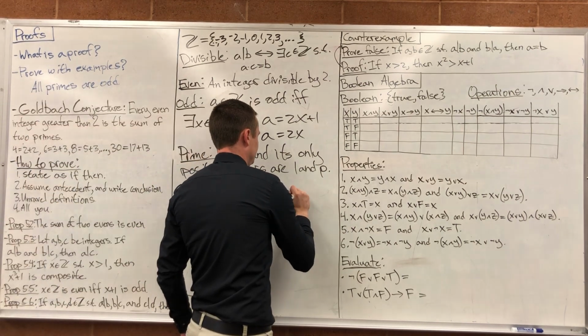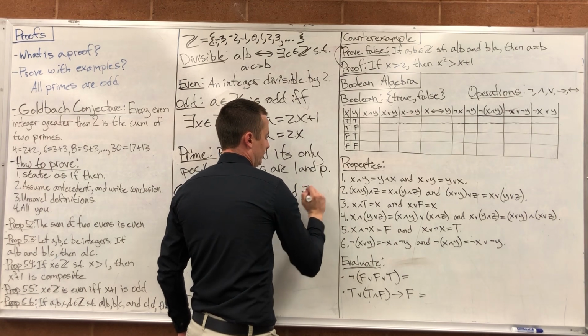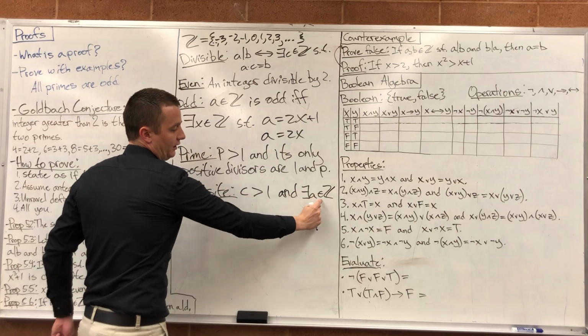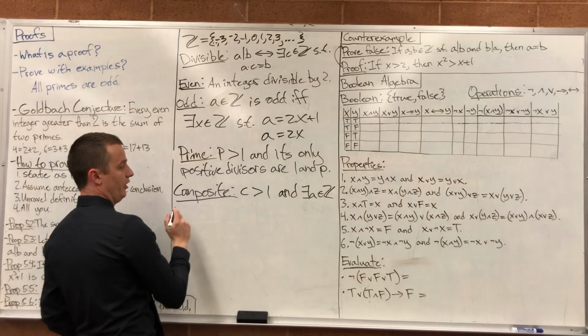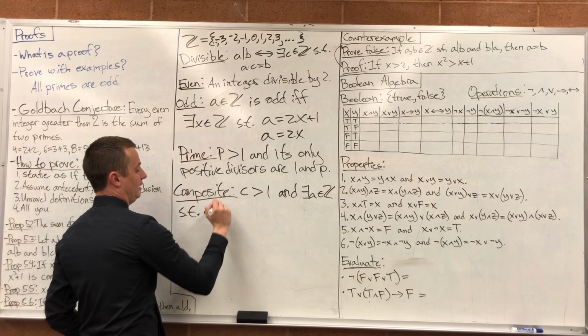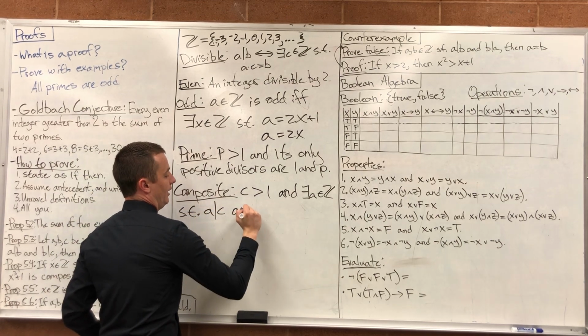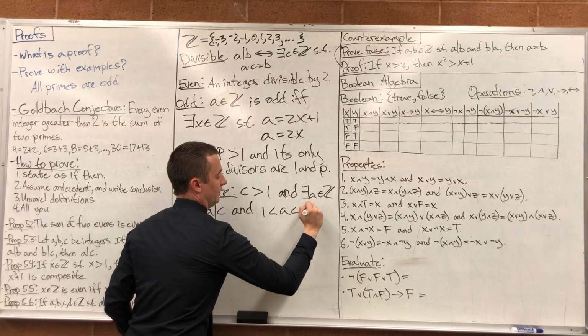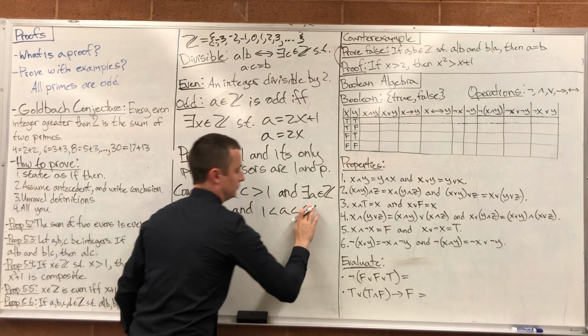And there must exist some integer a. So there must exist a in the integers, such that a divides c and 1 is less than a is less than the number we're talking about, c.